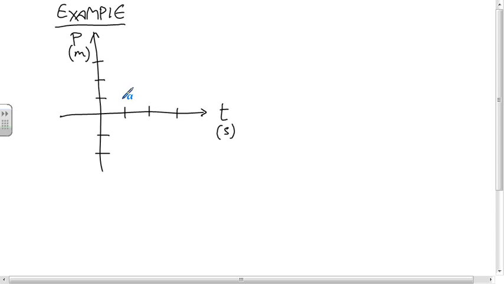And let's say that an object starts here, and then at 0 seconds, the object is at 1 meter. 1 second later, it's at position 2 meters. 1 second later, it's at position -1 meters. And then 1 second later, it's back at 0 meters. So it follows a path like that. Okay.